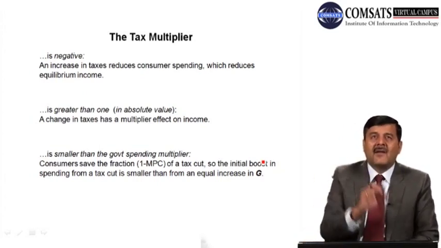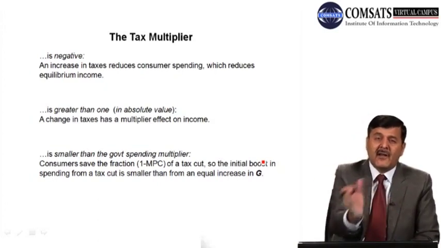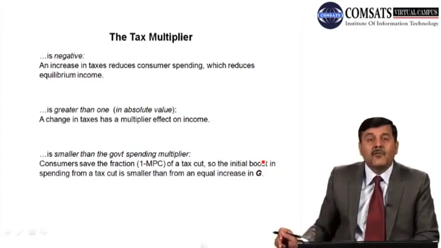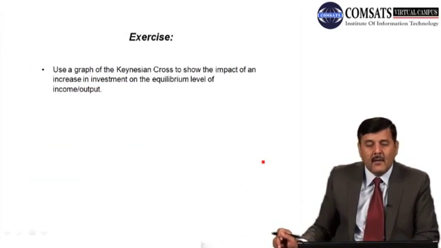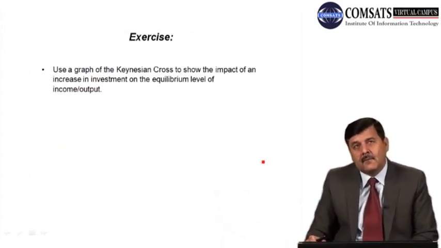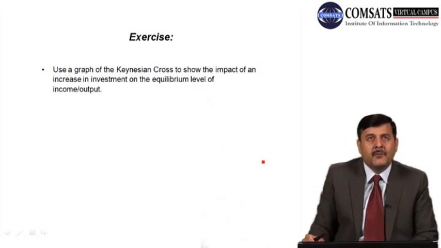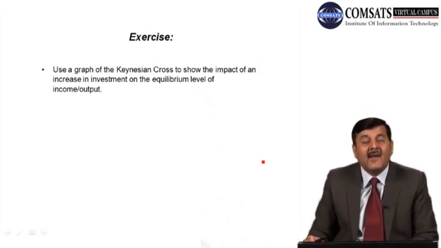So that is the reason we can say that the change in income due to a change in government purchases is larger than the change in income due to a change in taxes. Now there is an exercise for you. Please look at this slide and try to solve it, otherwise we can discuss it next time. What you are supposed to do is use a graph of the Keynesian cross to show the impact of an increase in investment on the equilibrium level of income and output.